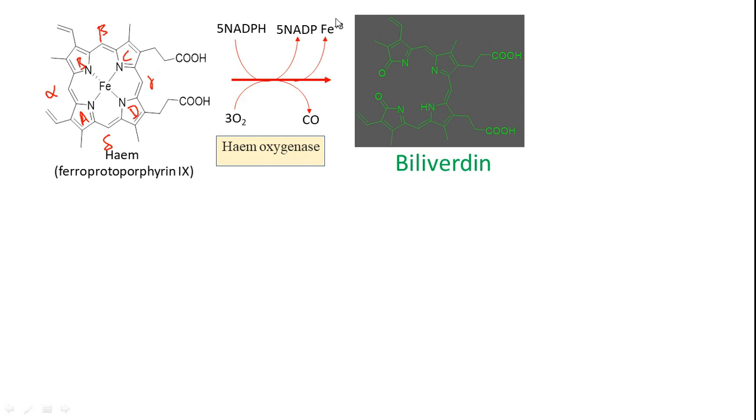Okay, so here if you see the heme oxygenases, there are 2 types of heme oxygenases: heme oxygenase 1 and heme oxygenase 2.